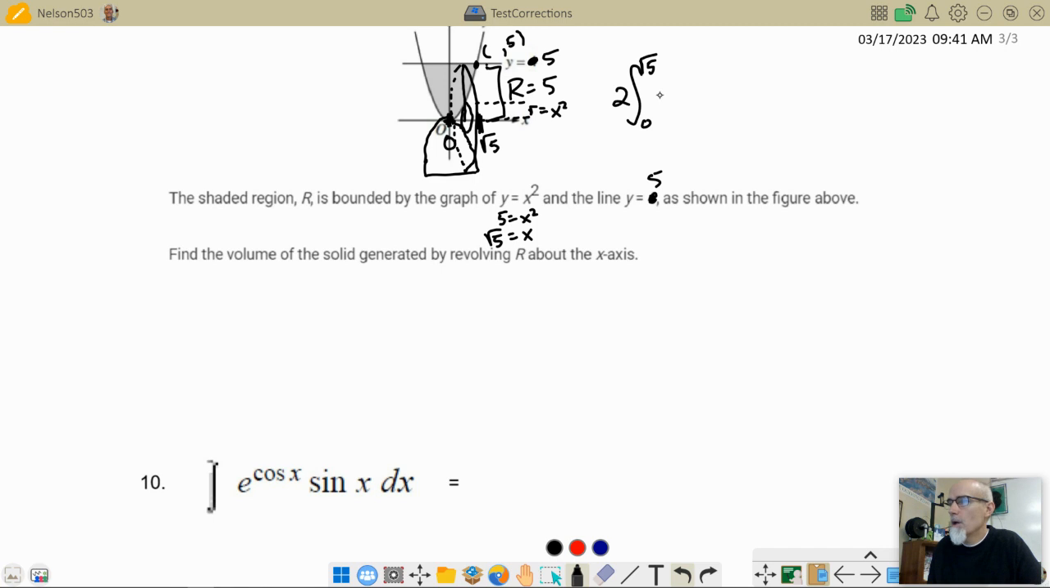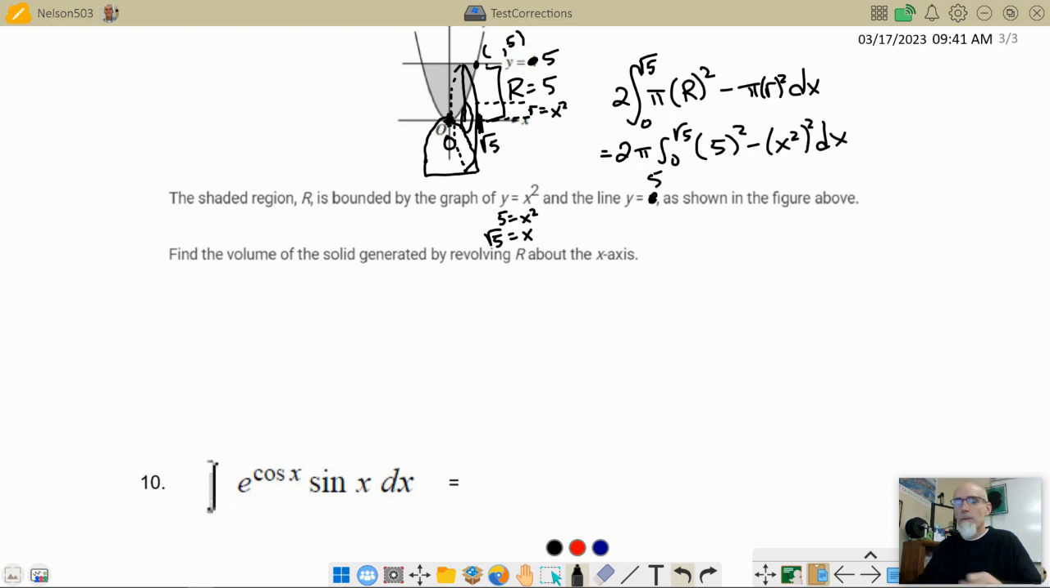So I'm doubling it, and then I'm going to go pi big radius squared minus pi little radius squared, and then I'm going to have a dx for a thickness. So I like to factor my pi out front and go from big radius squared, which we said is 5. So I'm going to have 5 squared minus little radius squared, which we said is x squared dx. And at this point, you switch over to Desmos. So that's what I'm doing right now.